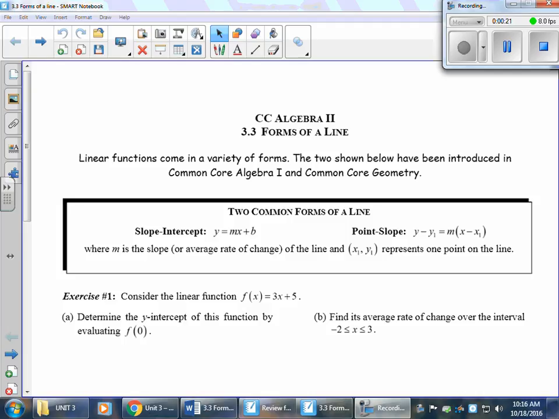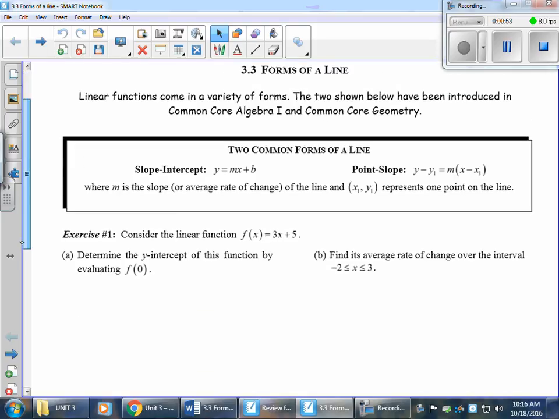The one on the left, the slope-intercept form, is probably the one we're most comfortable with, y equals mx plus b, where m is the slope and x comma y represents a point on that line. The point-slope form on the right-hand side is another method. You may have learned this in Algebra 1 or in Geometry, and you might not have. So we're going to look at both of them today just to make sure we understand how to use both and how to manipulate both to get to the other one.